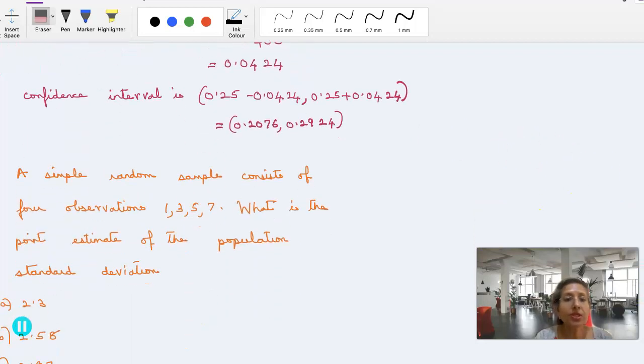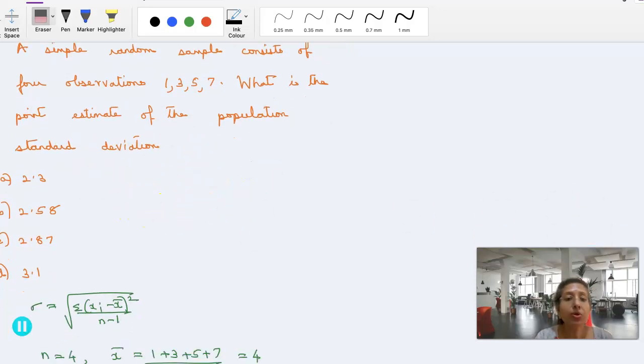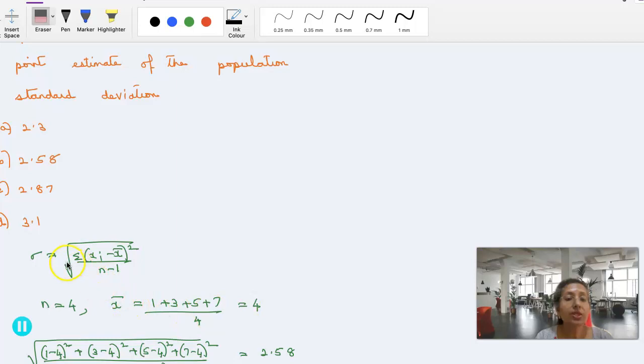Coming to a few MCQ questions, a simple random sample consists of 4 observations, 1, 3, 5, 7. What is the point estimate of the population standard deviation? So point estimate of the population standard deviation is given by sigma is square root of sigma xi minus x bar the whole squared by n minus 1. We had done this in the previous lesson as well, and that is there in the link.